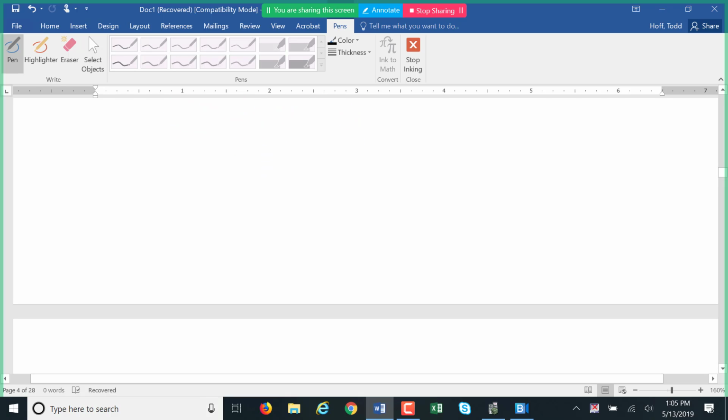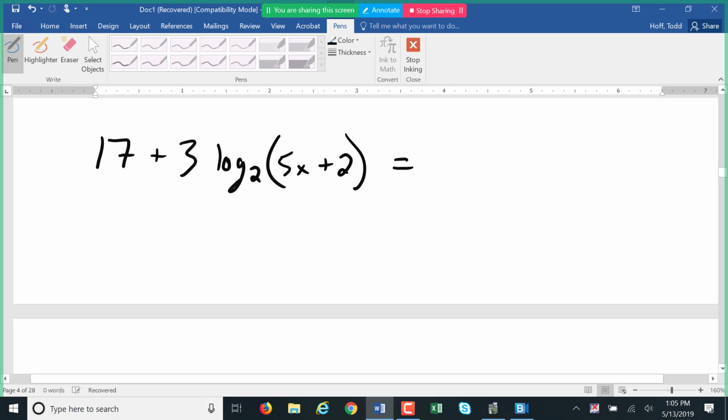Well, let's have a little fun with this. 17 plus 3 times log base 2 of 5x plus 2 equals 23. Better be careful. Let's do 25. Otherwise, it's going to get way too easy.